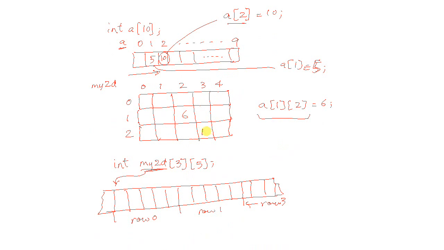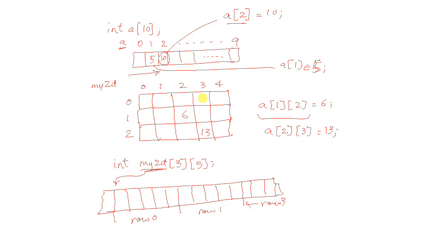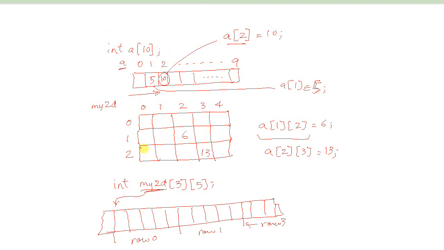And if I want to make this guy 13, what I have to do is write the row number and then the column number and then make it equal to 13, and so on. So this is what two-dimensional arrays look like, and this is how you represent them.